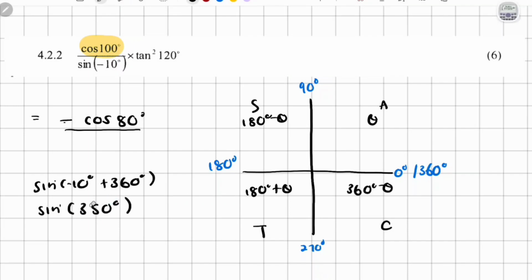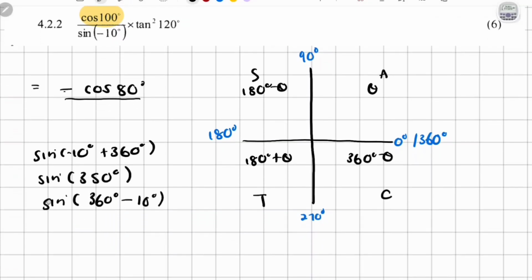So if you reduce this, 350 degrees falls into which quadrant? Cos quadrant, okay, the 4th quadrant. So you'd have to use that reduction. Then you would say sine of 360 degrees minus what gives you 350 degrees, and that will be sine of 10 degrees. Okay, 360 minus 10 is 350. Then you see that sine, right? 360 minus theta, that's cos quadrant. So sine is negative in that quadrant. So negative sine of 10 degrees. That will be your answer.